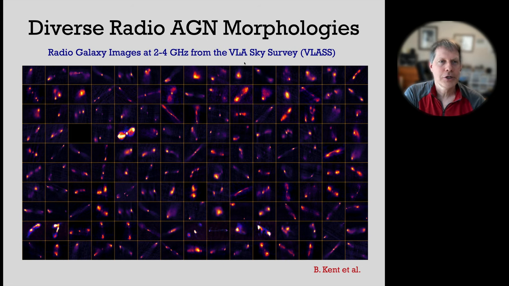Here are some additional nice examples. These are radio galaxy images at 2 to 4 gigahertz from the VLA Sky Survey, which is an ongoing survey being conducted with the VLA, doing all sorts of great science. And look at all of the beautiful radio galaxy sources being seen there. And then, again, we have now enormously large samples of these things, millions of them.